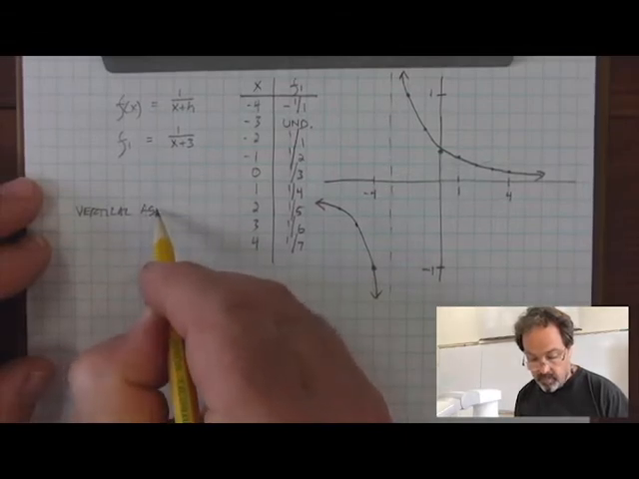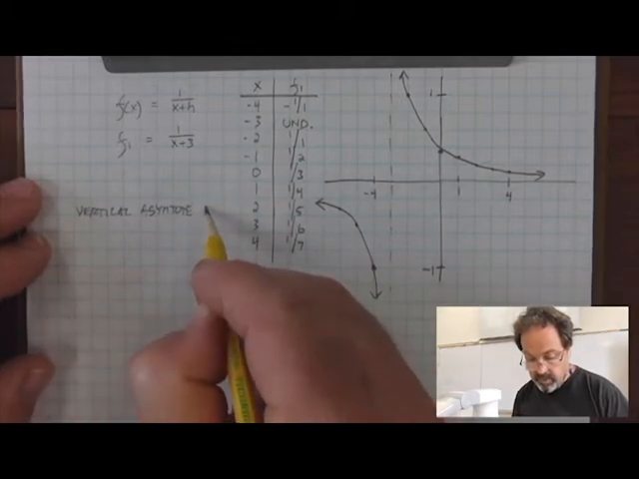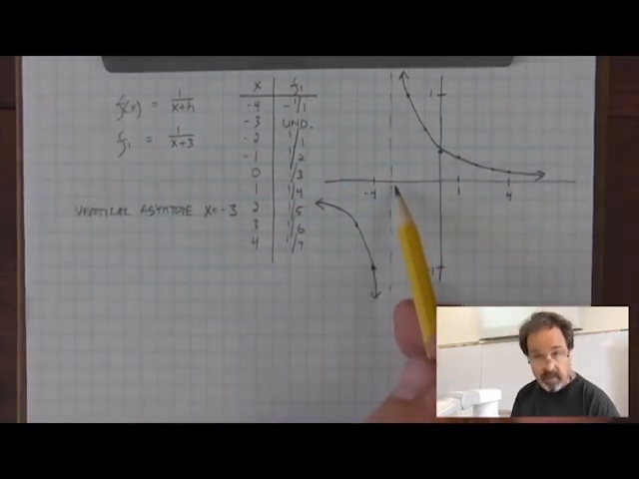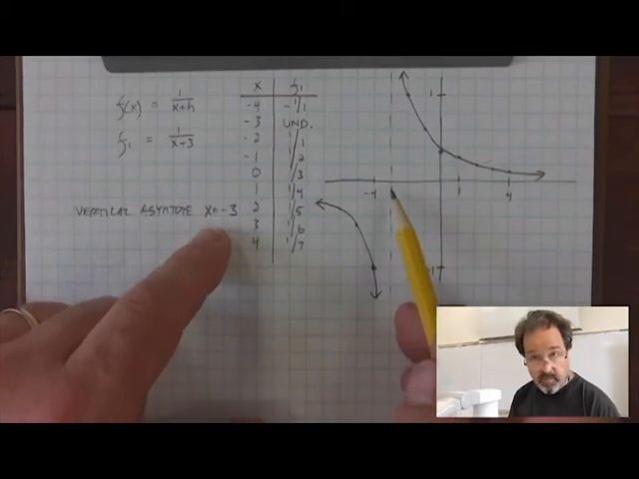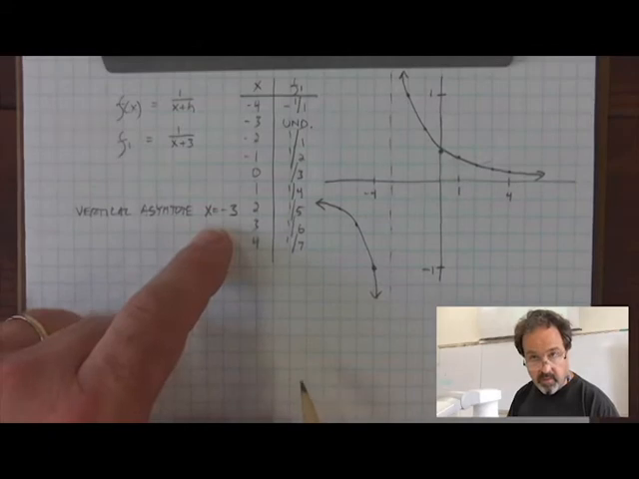I'm writing down an attribute of this function. It has a vertical asymptote at x equals -3. That's where the asymptote is, and that happens to also be the equation of the asymptote. If the asymptote of this line was to have its own equation, that would be it.